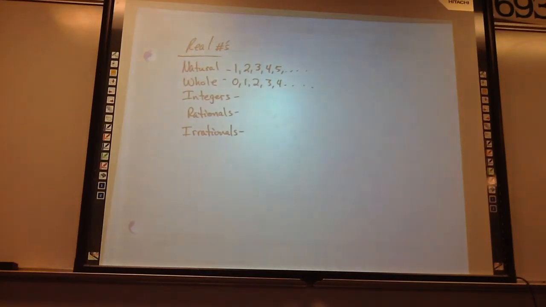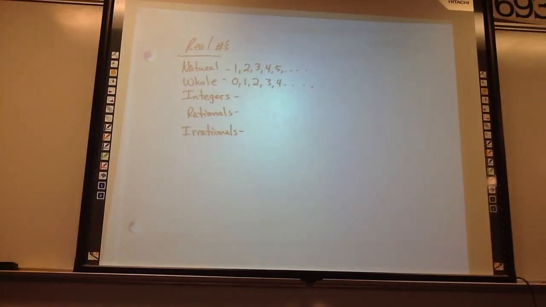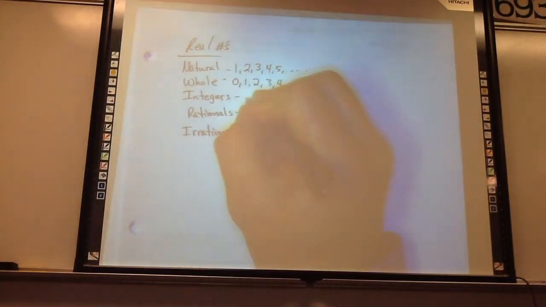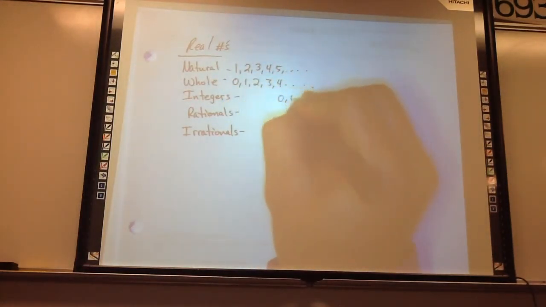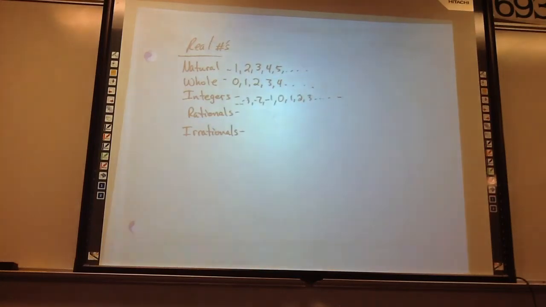Exactly. No decimals. Integers. You know what integers are? Still no decimals, but they can be positive or negative. They can include the negatives. So you got 0, 1, 2, 3, on and on and on all the way up, and -1, -2, -3, on and on all the way down. Any number that's not a decimal is an integer. See how the list just gets bigger and bigger? I kind of wrote them in order.